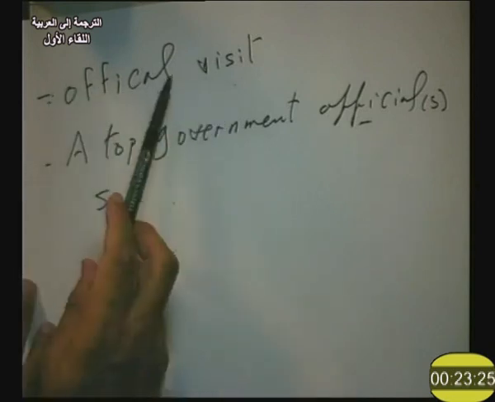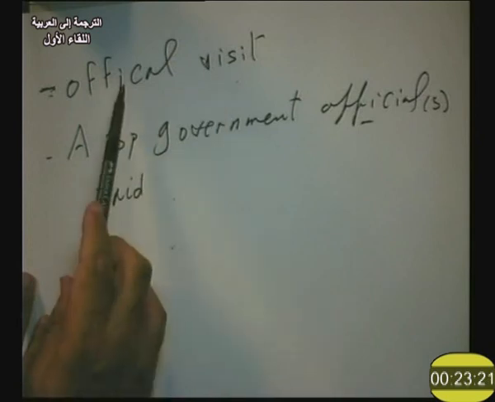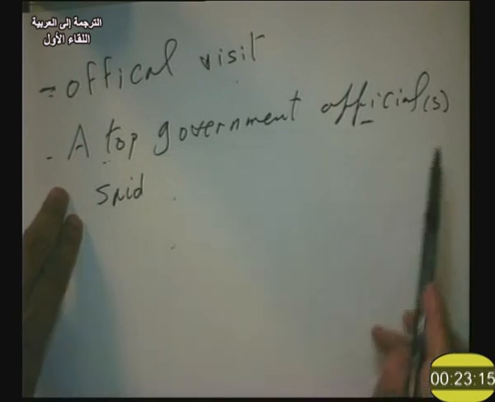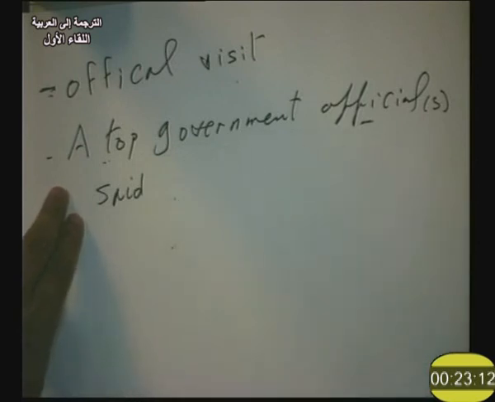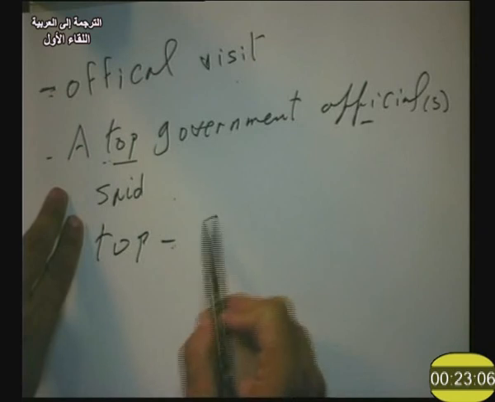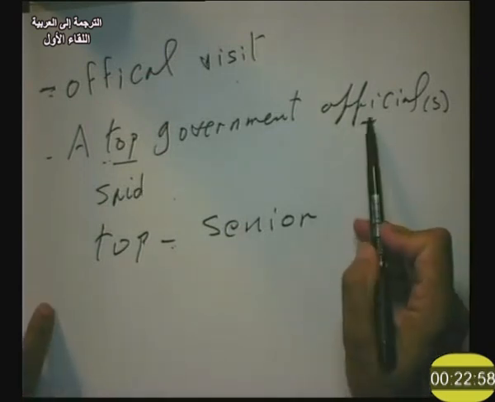So in the first example, official visit or official tour, official letter, خطاب رسمي, means official. But in the second example, a top government official said, صرح مسؤول كبير في الحكومة. Senior government official. The word top means senior. Senior, مسؤول كبير في الحكومة. Here government officials means civil service. Civil servants اللي هم الموظفين الحكومة.